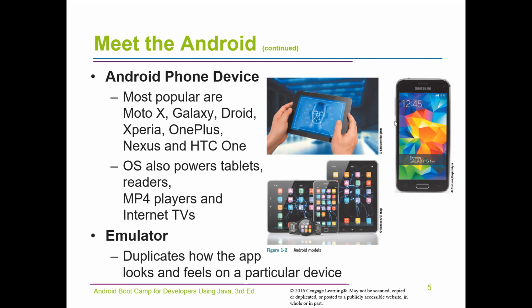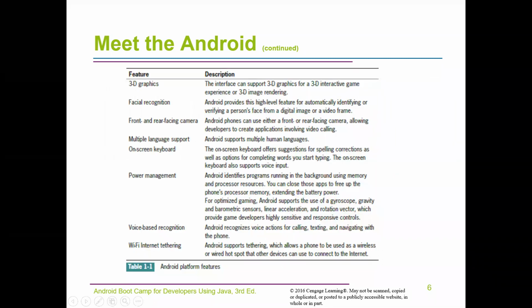On the next slide, we have different features that describe Android. Of course, the graphics, facial recognition, front and rear facing cameras, multiple language support, on-screen keyboard, PM or power management, voice-based recognition, Wi-Fi, and internet tethering. Those are the features that Android has. But nowadays, there are a lot more because they continue to develop.